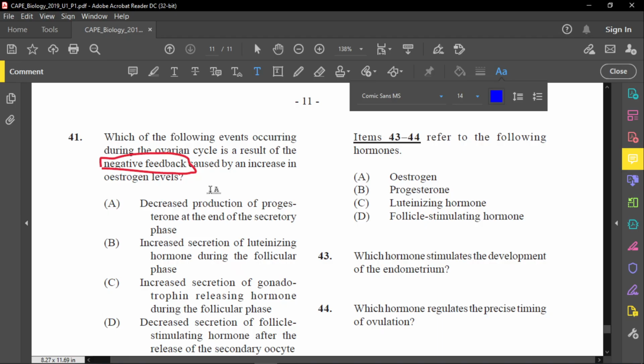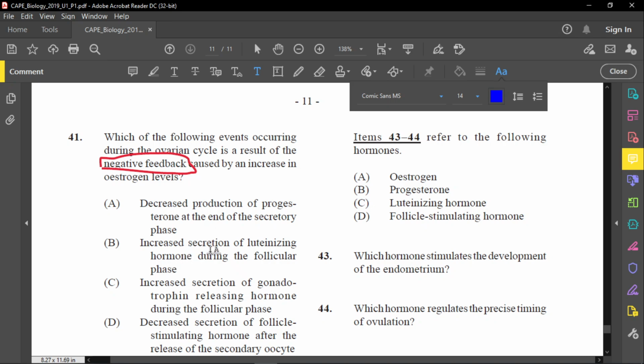So what you need to remember is the menstrual cycle graph and think about it. So it's a decrease in production of progesterone at the end of the secretory phase, which is not true, because if progesterone decreases after the secretory phase, it therefore means that menstruation will start, and of course estrogen will be a little bit low at that point. So it cannot be true.